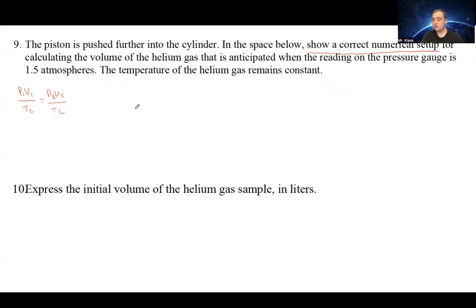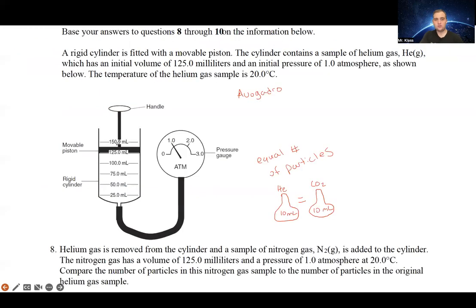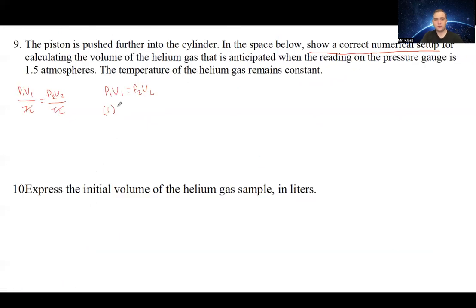Okay, so the initial pressure, initial volume, second pressure, second volume, temperature remains constant. So because temperature remains constant, let's cross off the temperatures. Now I get the formula P1 V1 equals P2 V2. All right, so we know we originally had 1 atmosphere, and the original volume is 125. So 1 times 125 equals 1.5 times V2. Now we have the correct numerical setup.